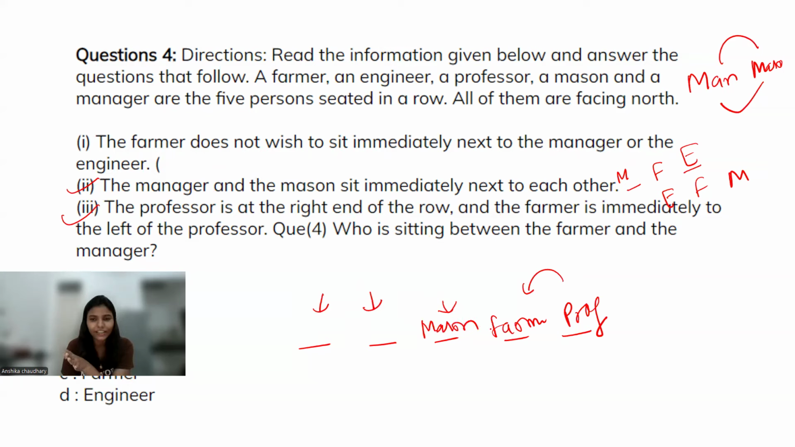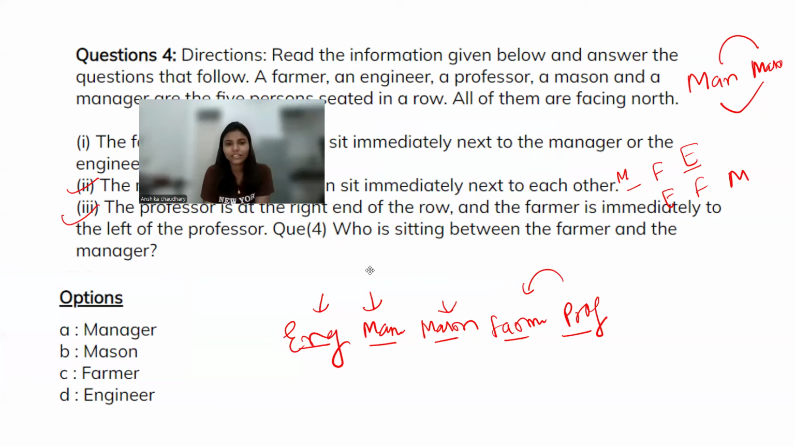If mason is sitting here, because farmer cannot sit immediately next to the manager or engineer, so mason will be here only. Now what it is saying, the manager and the mason sit immediately next to each other, so mason, then manager, and it should be engineer, right? So engineer comes on first place. All right, so this is the seating arrangement.